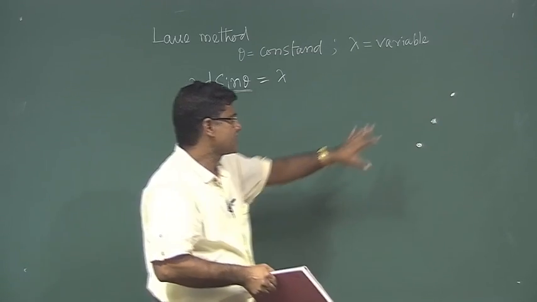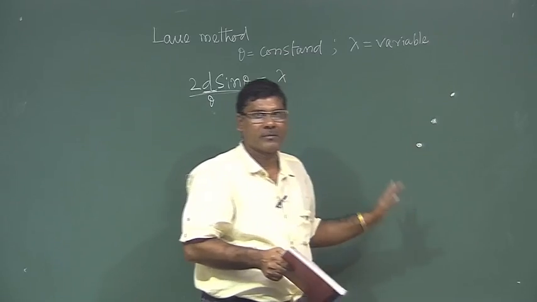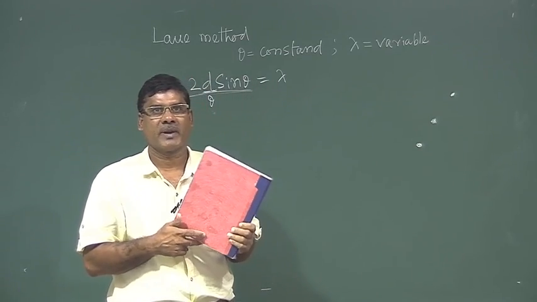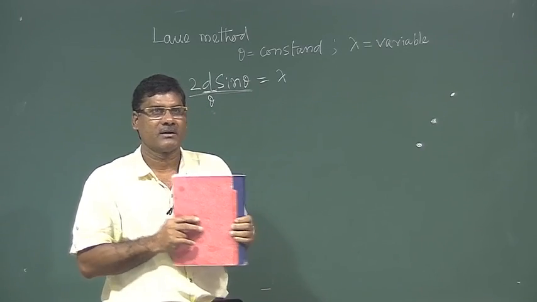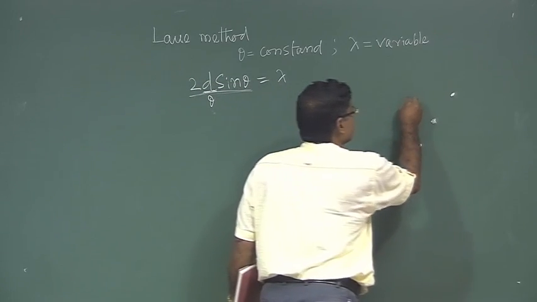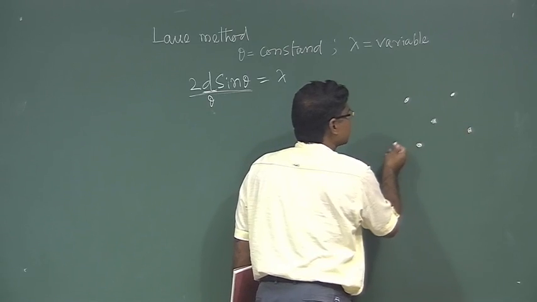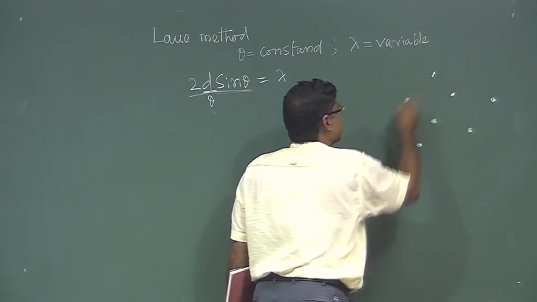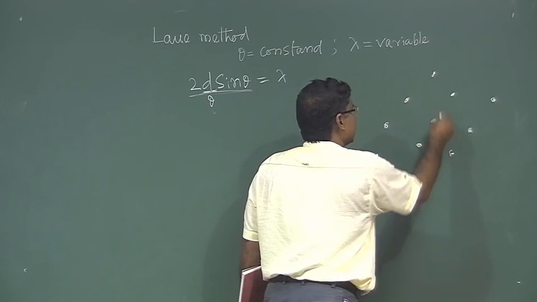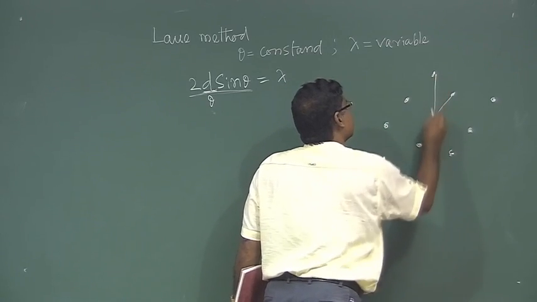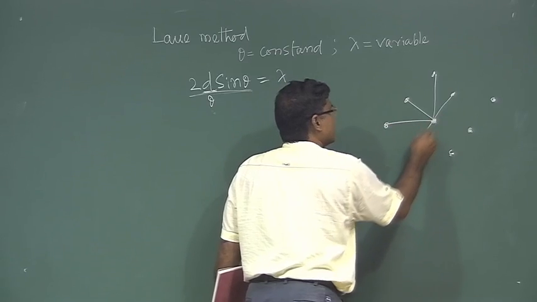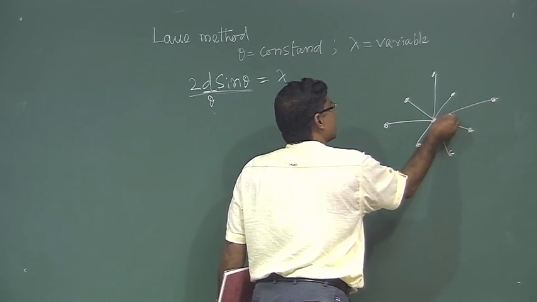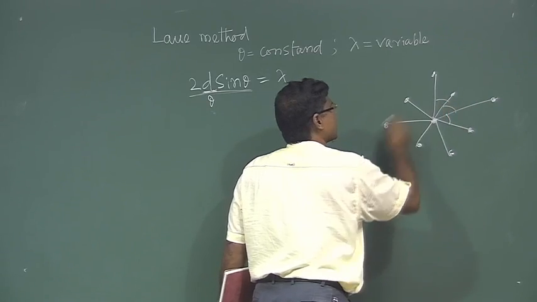So this Laue spot represents the orientation of the planes in the real crystal. In whichever place you get the spot, that is exactly the orientation of those planes. These are the orientations of those planes.